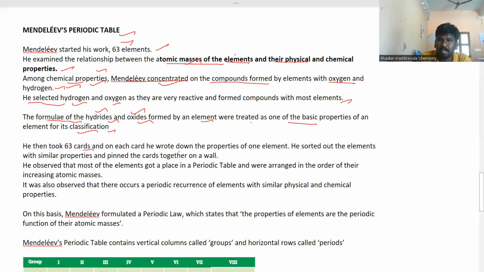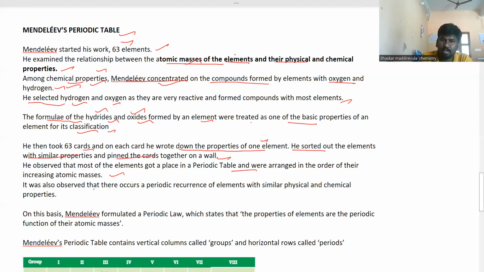On each card, he wrote the properties of one element, and he sorted out the elements with similar properties and pinned the cards together on the wall. And he observed that most of the elements got a place in his periodic table, arranged in the increasing order of their atomic masses.